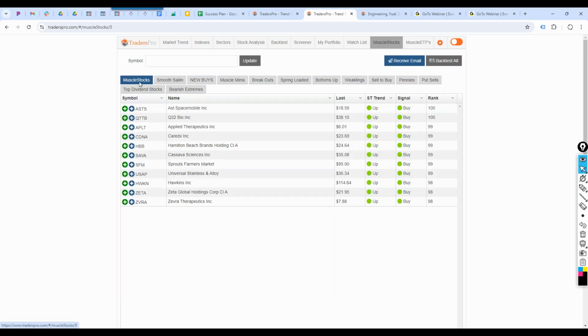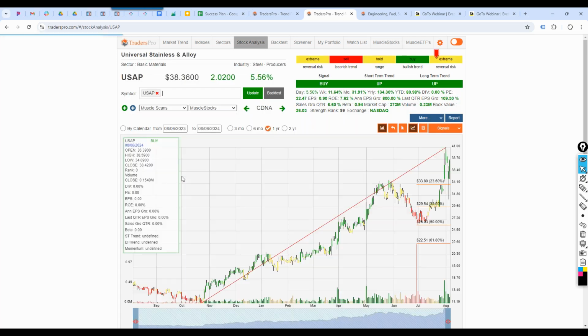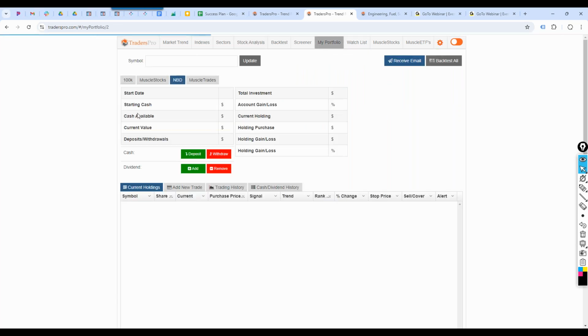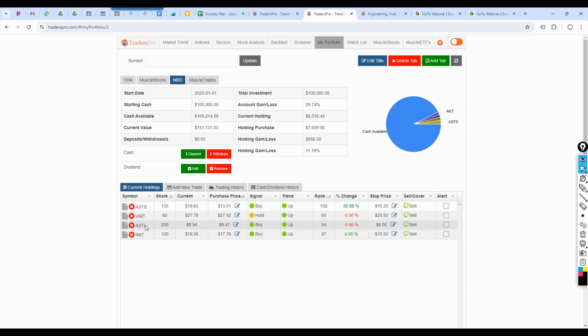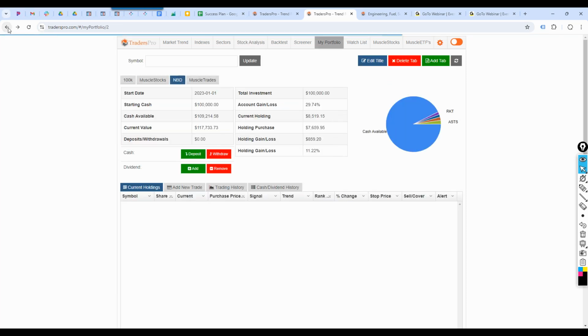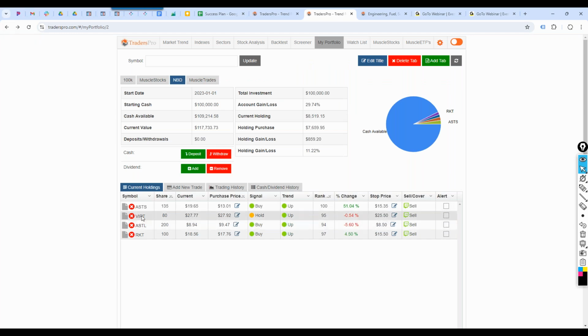So we're actually looking inside the muscle stocks group and looking for some of those leaders that are happening here. You have USAP, which is a steel name. Okay, this is an interesting pattern right here as well. We actually still own one steel name. It is ASTL. Held up a little bit yesterday, giving a little bit back today, but there are pockets that are continuing to hold up right here at these levels.